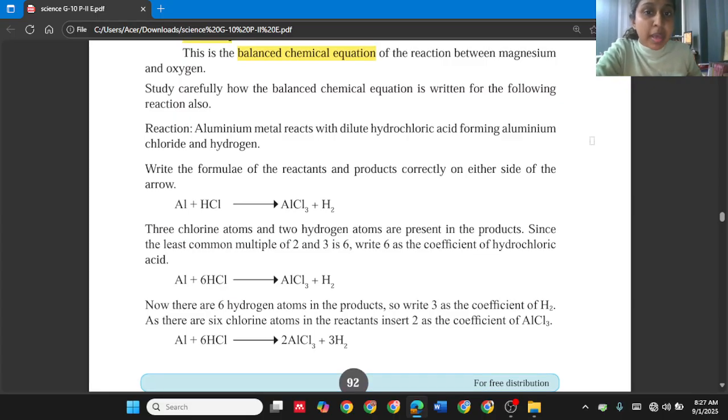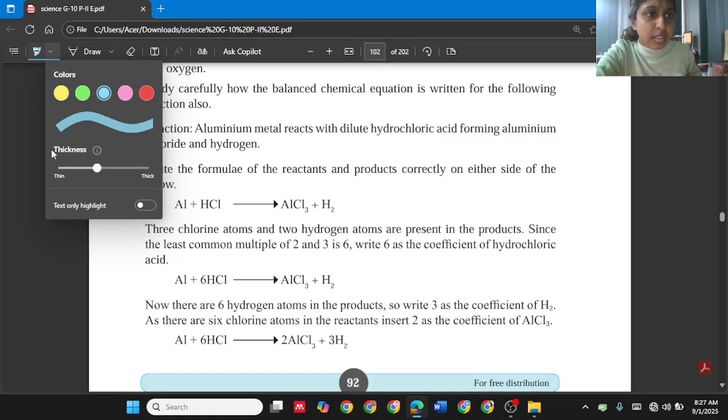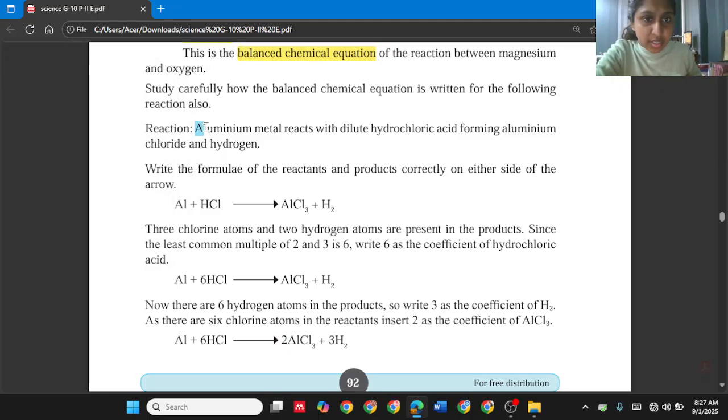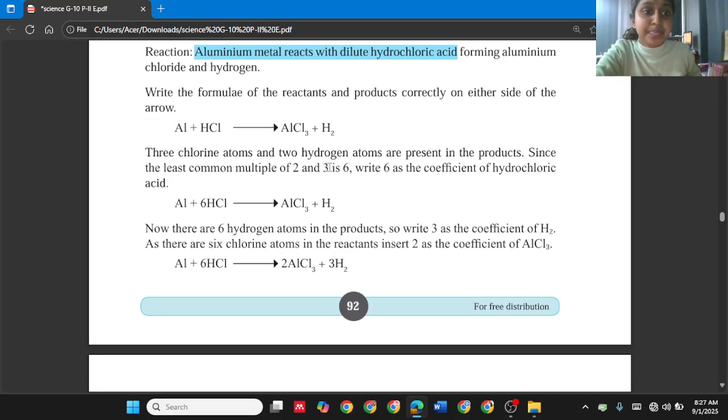Study carefully how the balanced chemical equation is written for the following reaction also. The reaction is aluminium metal reacts with dilute hydrochloric acid, forming aluminium chloride and hydrogen. So this is the unbalanced formula. This is aluminium and HCl, and these are the 2 compounds it forms. One is aluminium chloride, the other one is hydrogen gas.